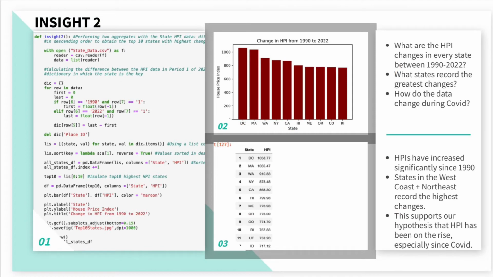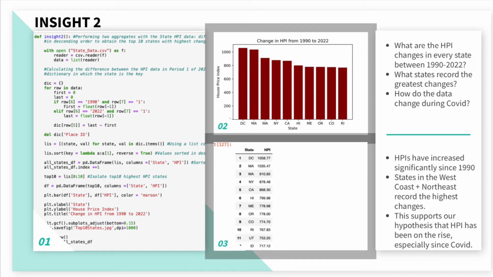For Insight 2, we wanted to compare the change in house price index over time, state by state. First, we used CSV reader to read the data and then convert it to a list of lists. Then we iterated through the data, calculating the difference in HPI from 1990 to 2022, creating a dictionary with this difference as the value and the state abbreviation as the corresponding key.